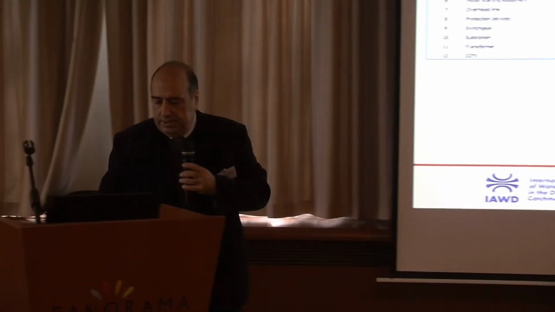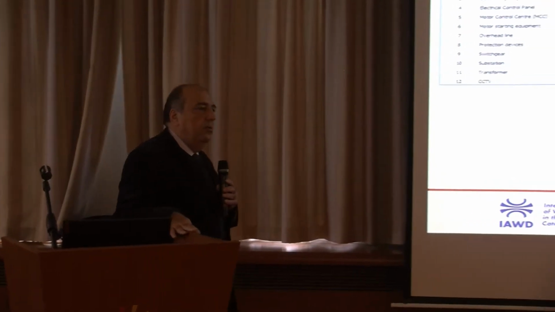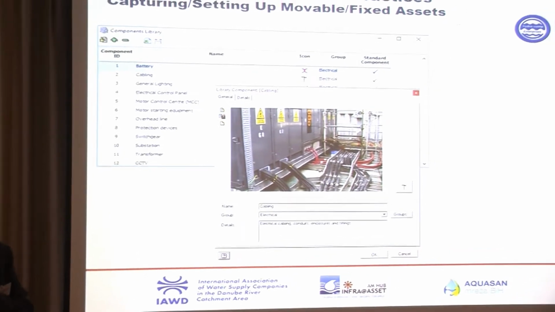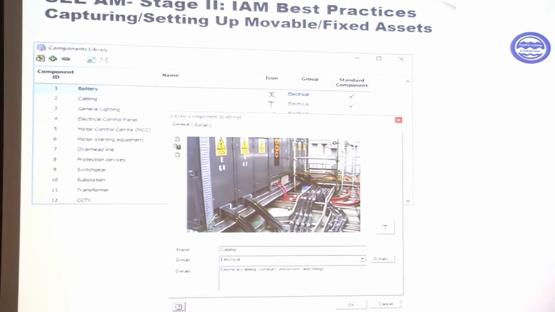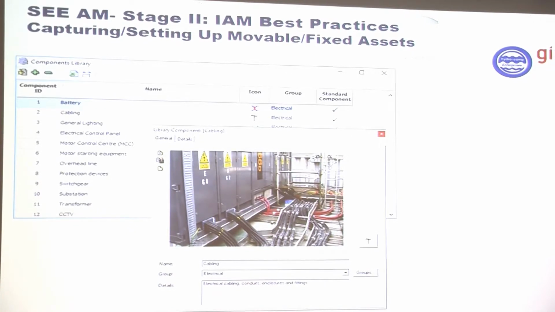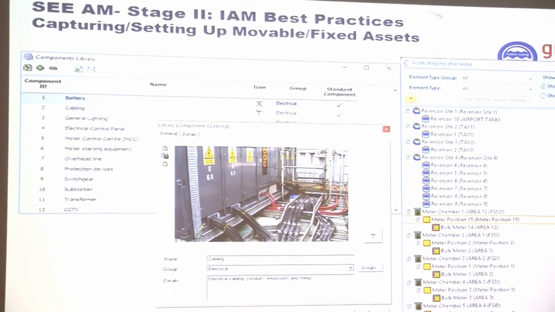And in that process, we try to make it easy for you. We have developed a whole components library where we have created more than 150, 200 standard types of assets that the utility has. You just pick and choose. We know what is in a treatment plant. We know what is in a reservoir site. We know what is in the pump station. You just have to build it up. And you have to build the hierarchy.